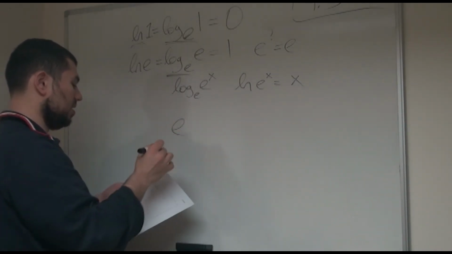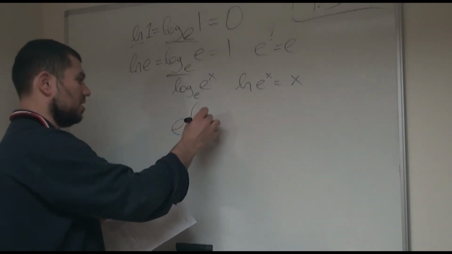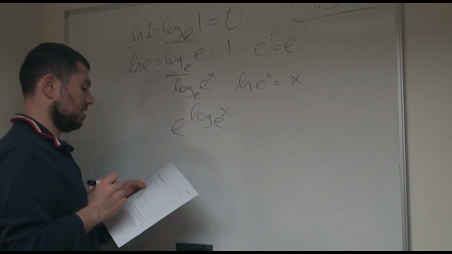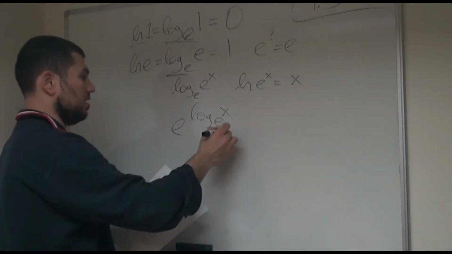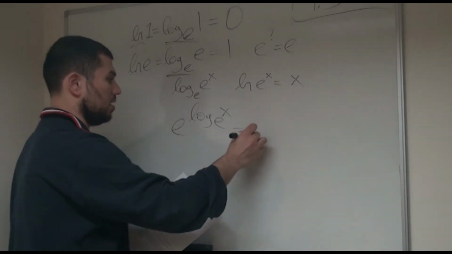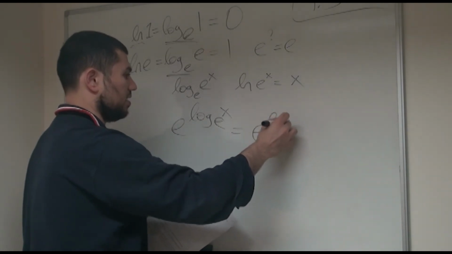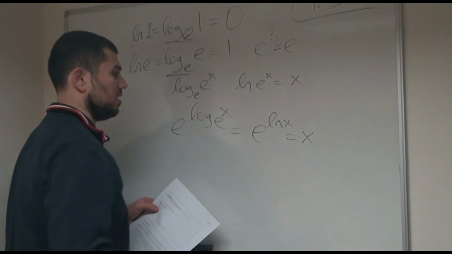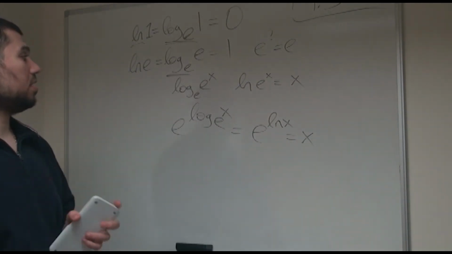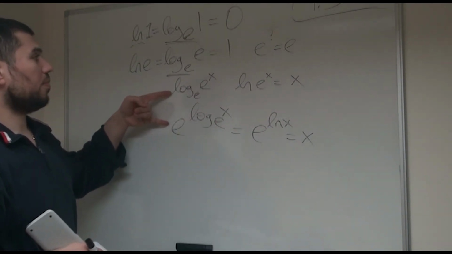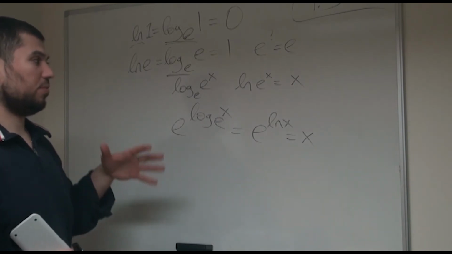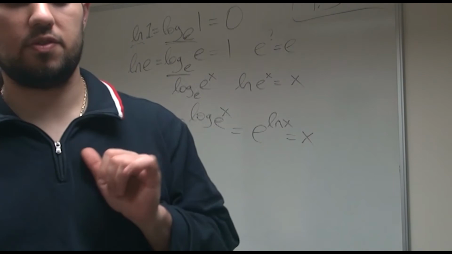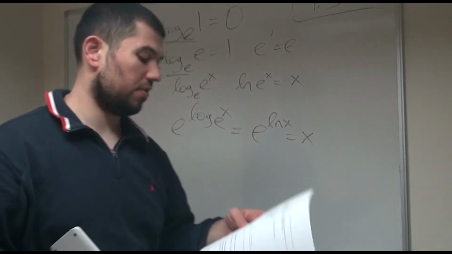And e to the log to the base e of x equals e to the ln of x, which again equals x. These two are based off of the inverse function property rule, that if I apply a reverse and a forward rule, or a forward and a reverse rule at the same time, they cancel each other out.